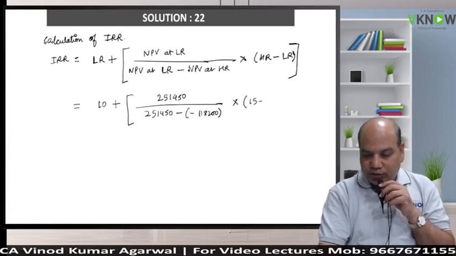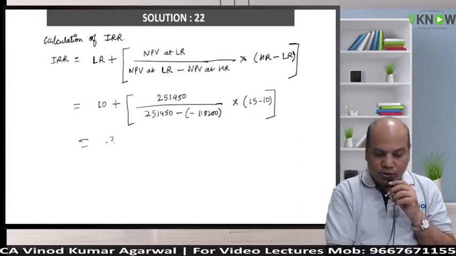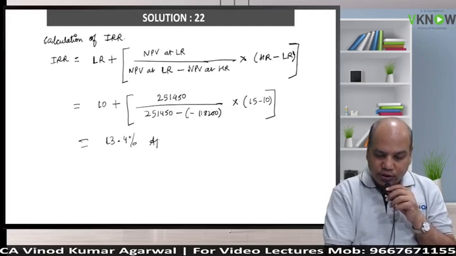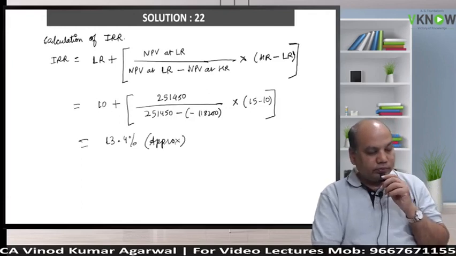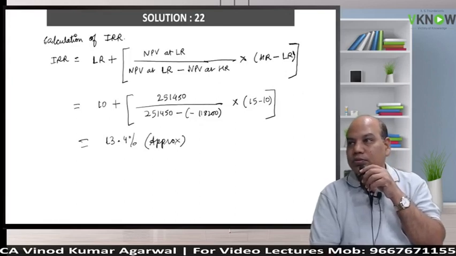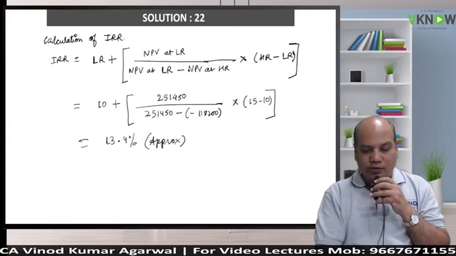Into 15 minus 10, kindly give me the answer. 13.4% approximately. Always write approximately because these are based on some estimates. So this is how you will calculate IRR. Okay, so this was an example of IRR.